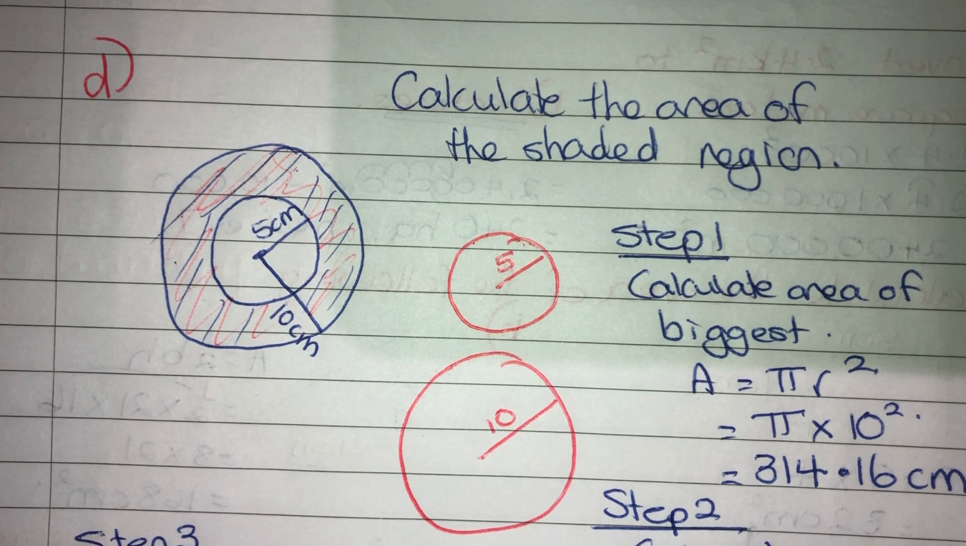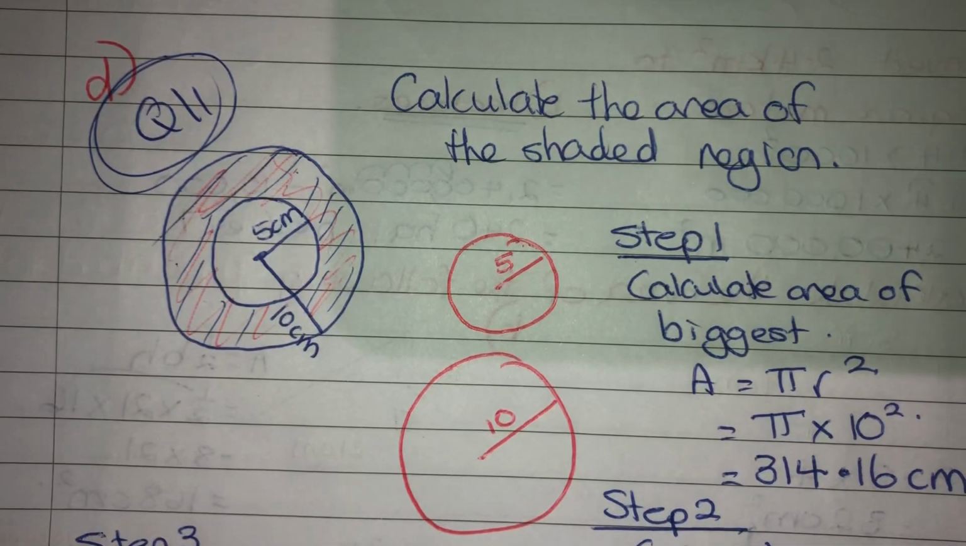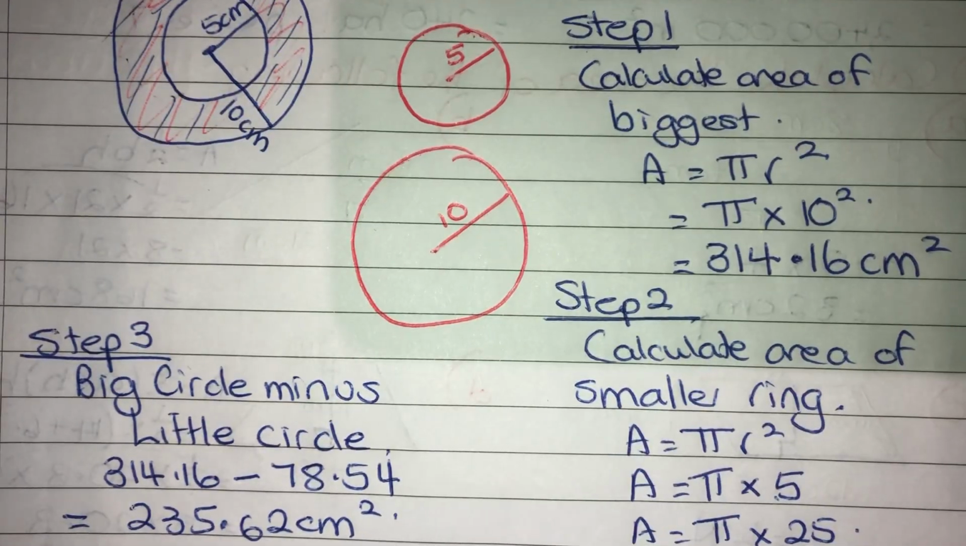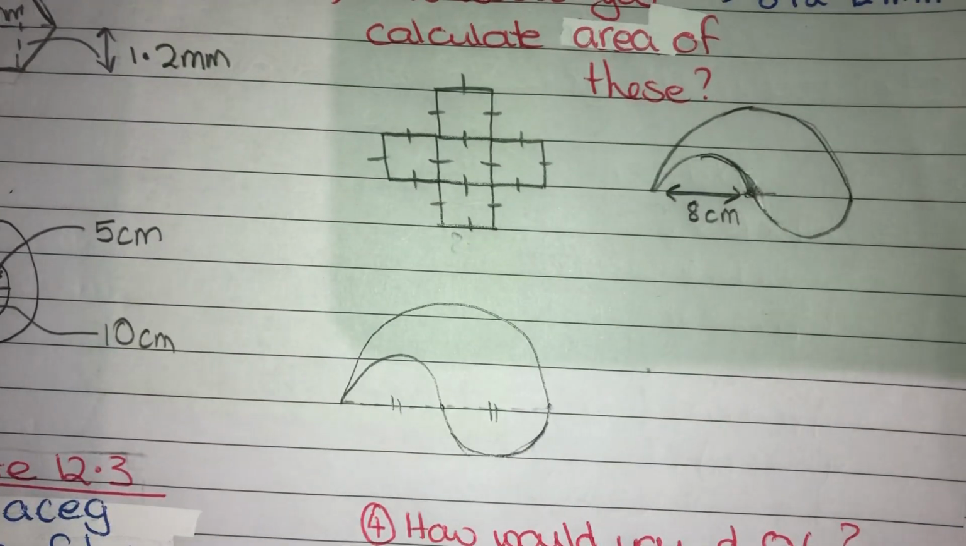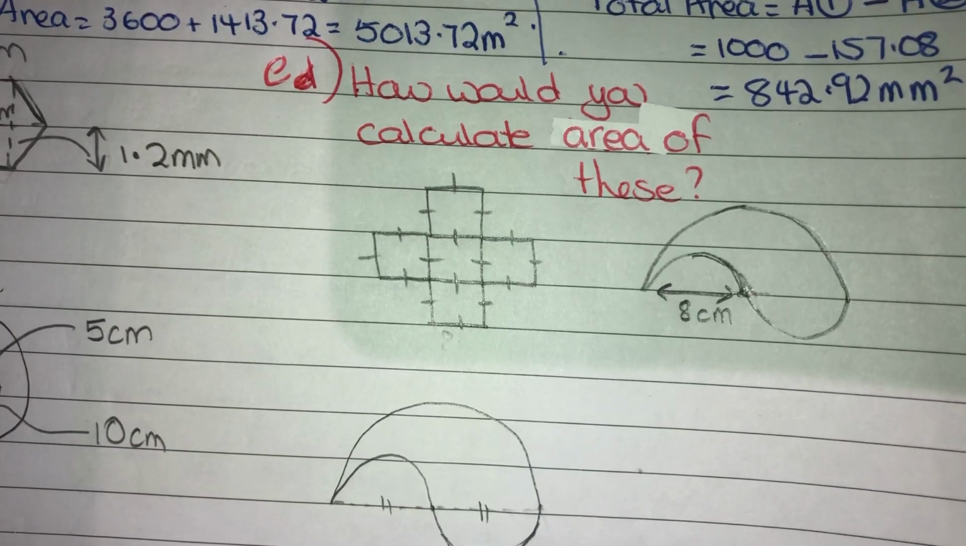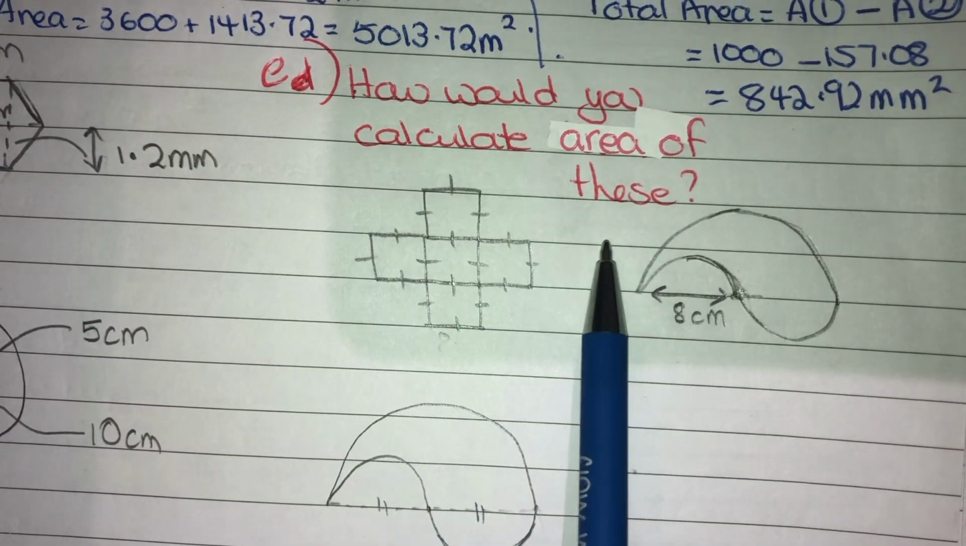Okay, excellent. Now this, I believe, is question 11. So come back to the video, come back to this example if you need to. Don't just not do them because they're question 11, which are the harder ones. I'm not going to do these ones, I'm just going to talk them through with you, so you don't even have to draw them. Just have a look. How would you calculate the area of these?